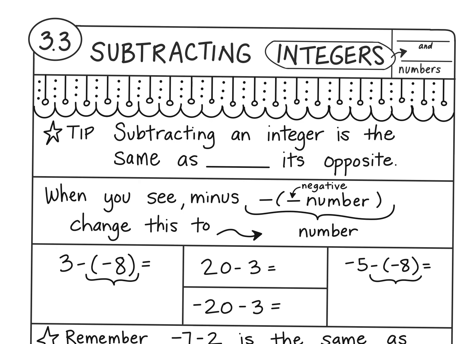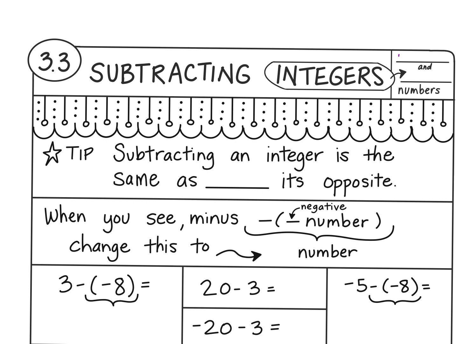It says blank and blank numbers. We're just going to remind ourselves that integers are positives and negatives. So they are basically made up of positive and negative numbers. The big tip at the top says that subtracting an integer is the same as adding its opposite.